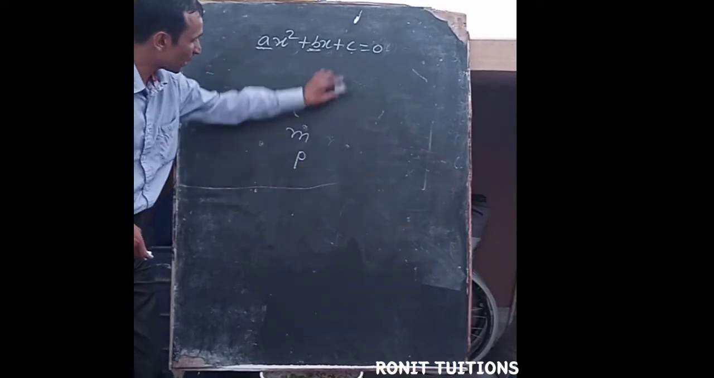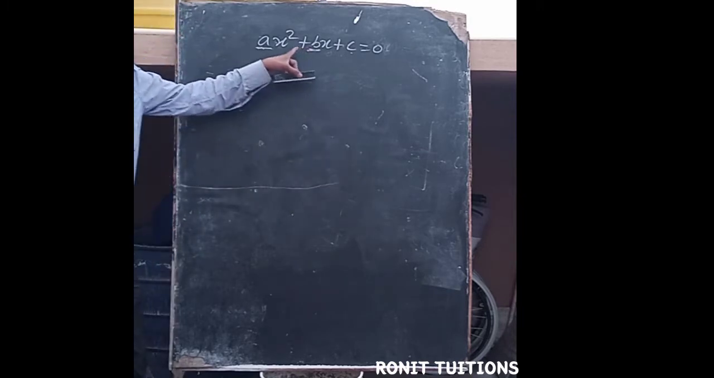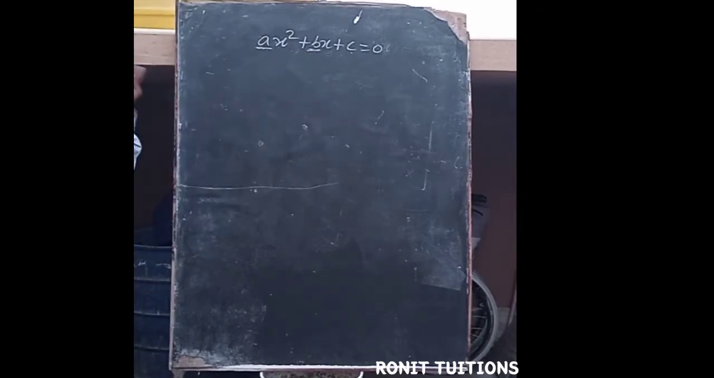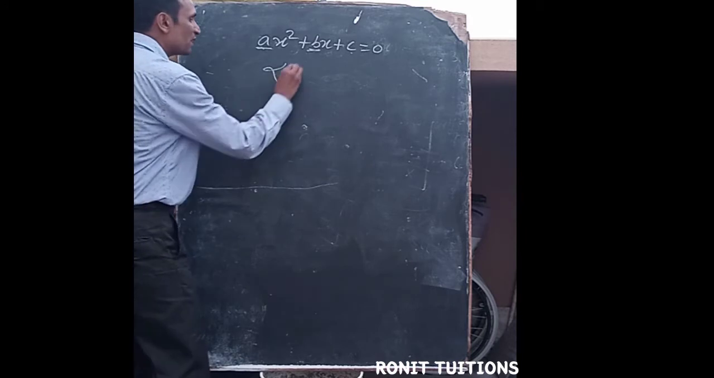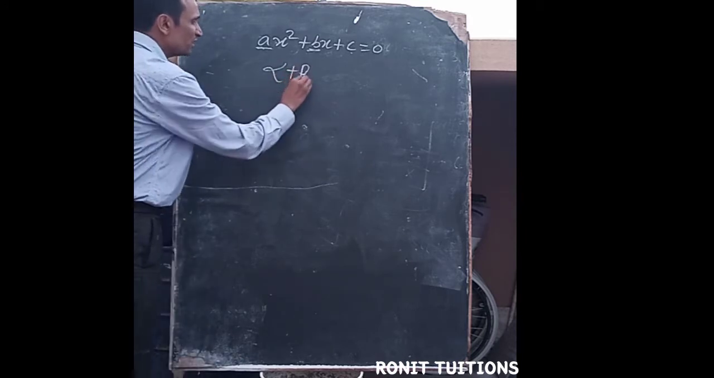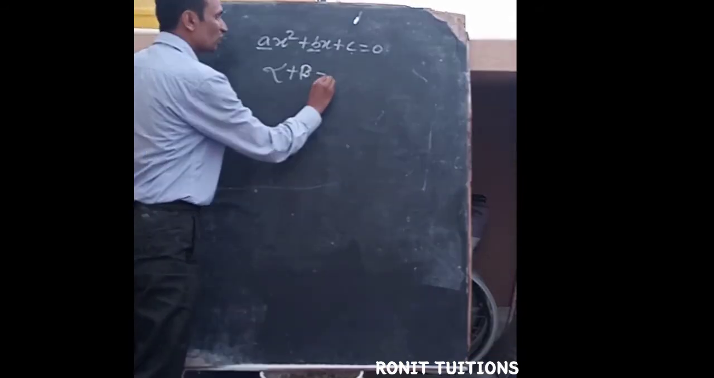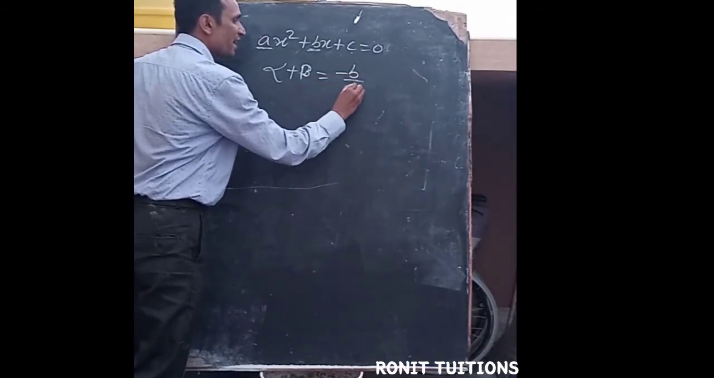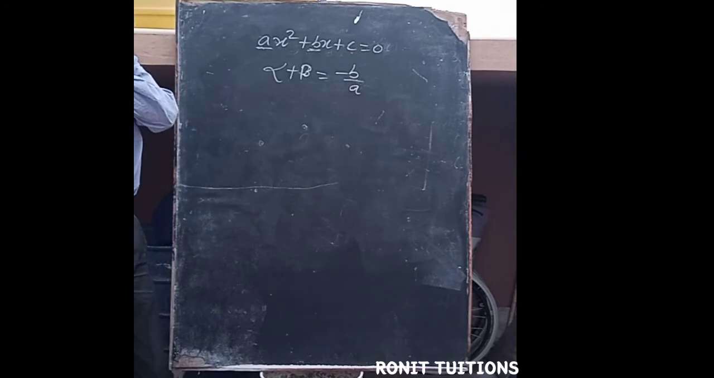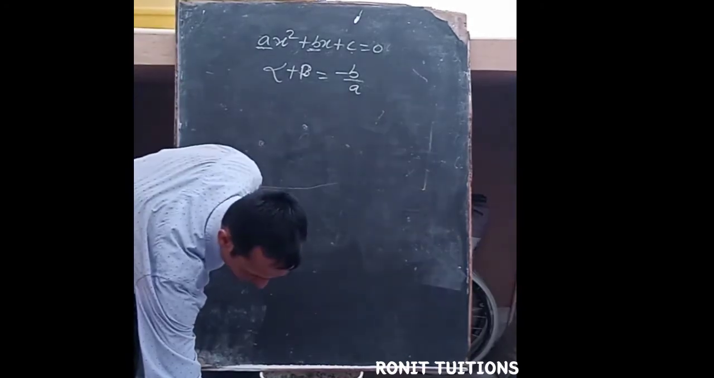So what is the relationship between these? If the form comes like this, then what is the relationship in that? Alpha plus beta is equal to minus b by a.